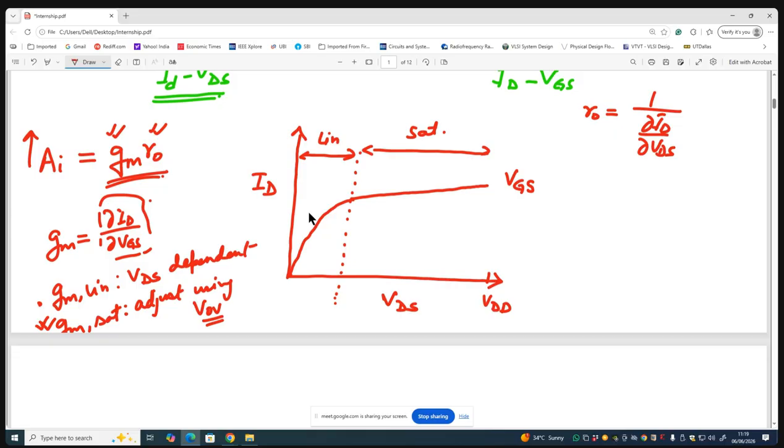Now I'm asking you, from the RO perspective, which of the two regions of operation is favorable?